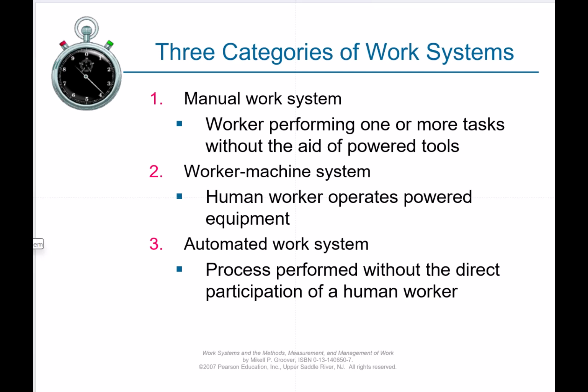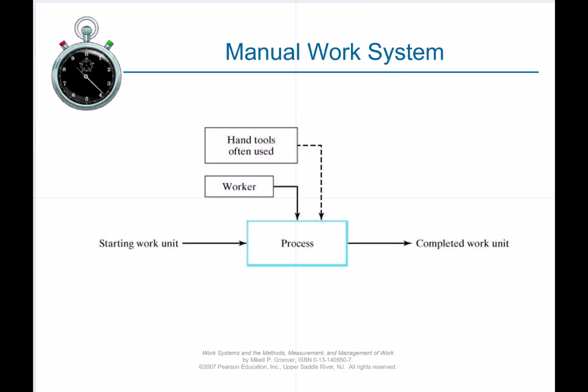Most of the problems have been in understanding the current work systems in the manual process, and then people jump into automation. But let's say for the manual work systems, you have hand tools, you have the worker, and you have the starting work unit or the material. In the middle you have the process, and then you have the completed work unit. So this is pretty simple. All you have to evaluate and observe is what kind of hand tools they are using, the ability of the worker to understand the process, and the condition of the work unit.